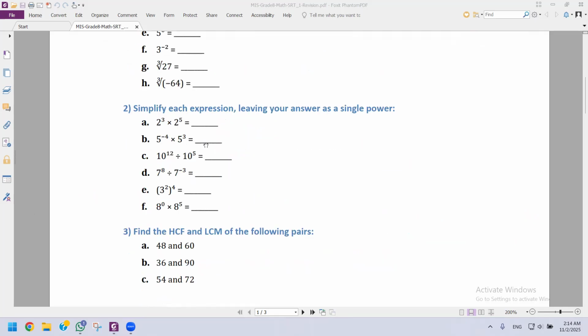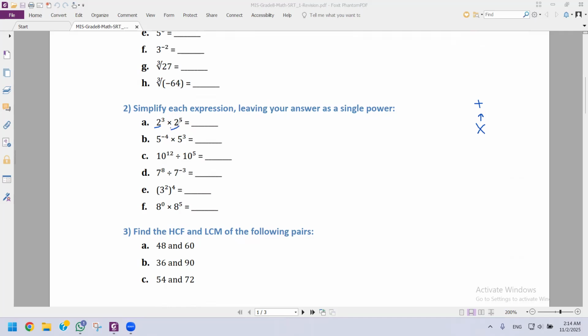Now, question 2. Simplify each expression, leaving your answer as a single power. So here, I don't need 2 to the power of 3, which means 8. I don't need this kind of answer. We need only to work out the powers. So, we study something about the powers, which is in multiplication, what do I do for powers? We add them, but we must have the same base. What does that mean? If this is 2, this one has to be 2.